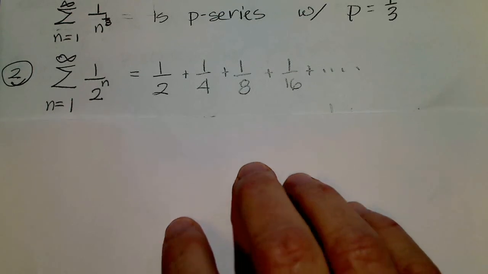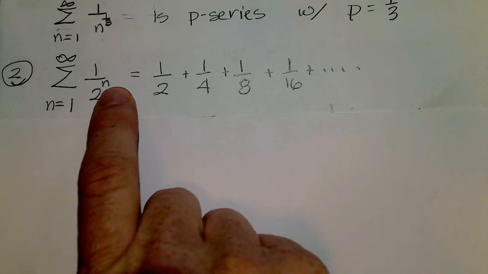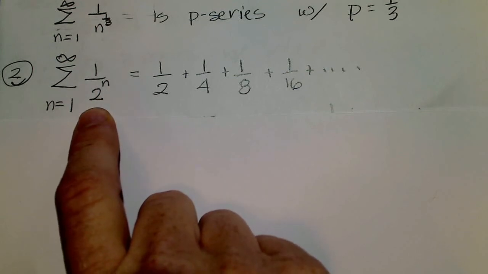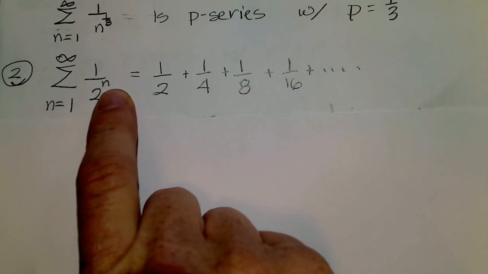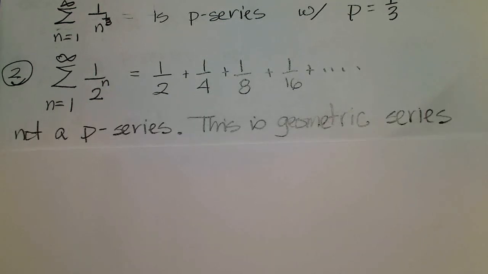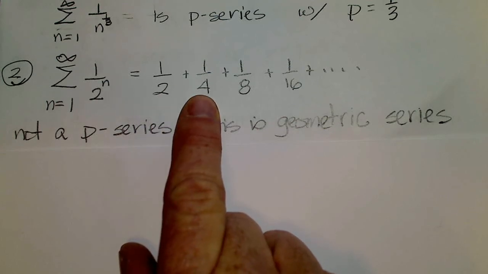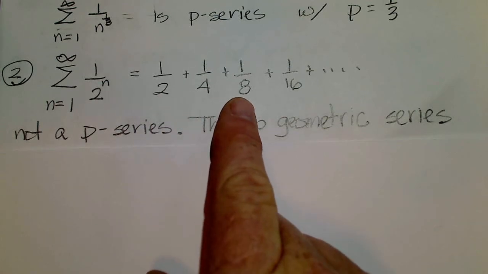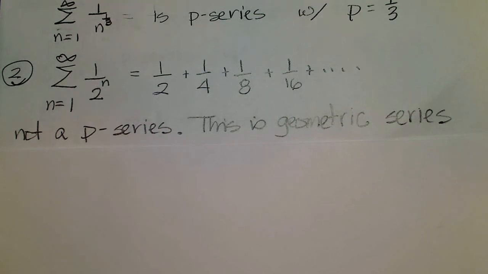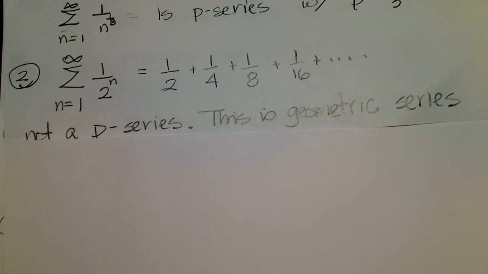Where is the constant? The constant is not in the exponent, it's in the base. So n is the exponent, and that's what's changing. So this is not a p-series. This is a geometric series where the common ratio is 1/2, because I multiply 1/2 times 1/2 is 1/4 times 1/2 is 1/8, and so on. So be able to identify a p-series versus other series.